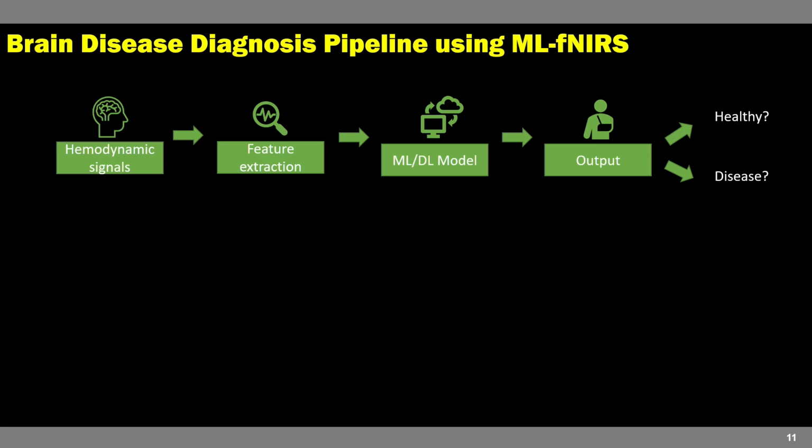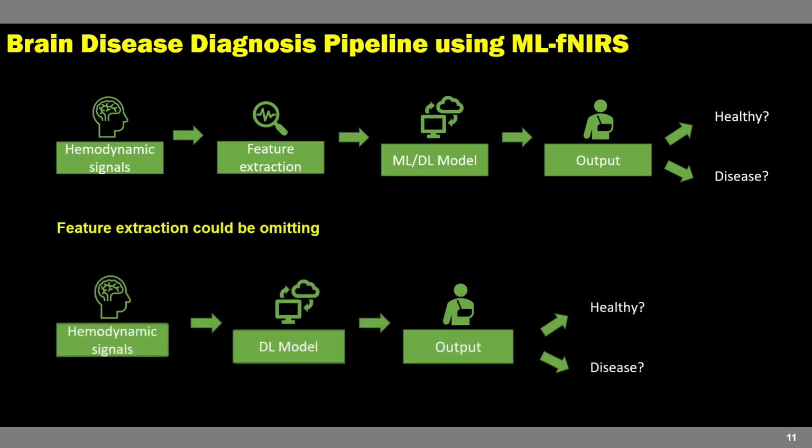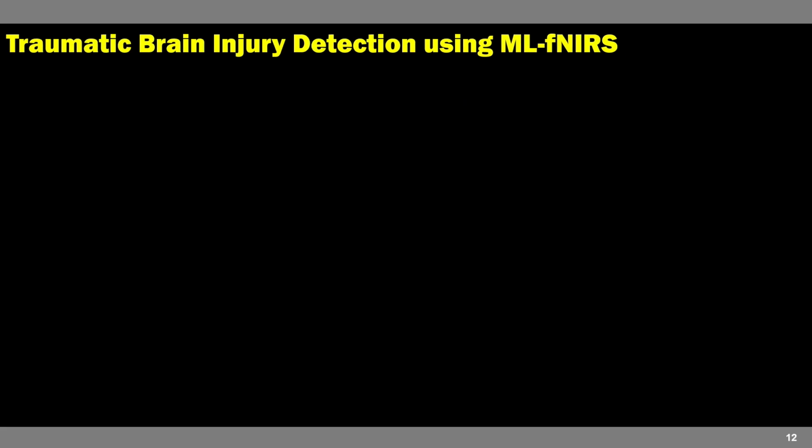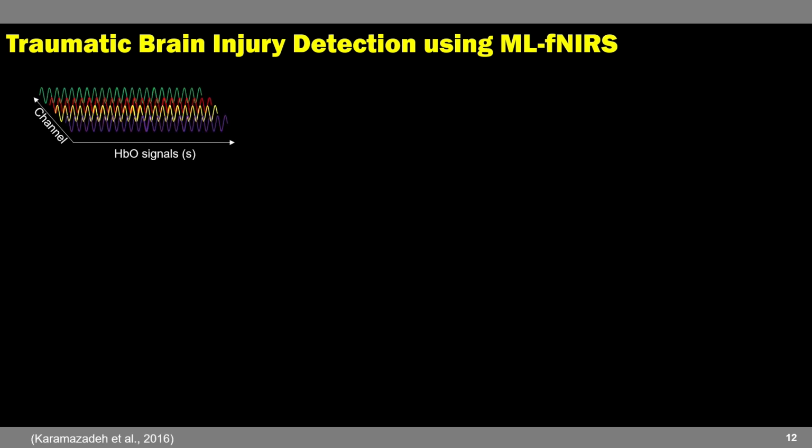Besides that, we can get the output, which tells you how much percentage confident you should be in determining whether these people are patients or not. We also have other pipelines, where the feature extraction part is omitted. Nowadays mostly deep learning is used. So this is a paper from 2016. They used it for traumatic brain injury detection.